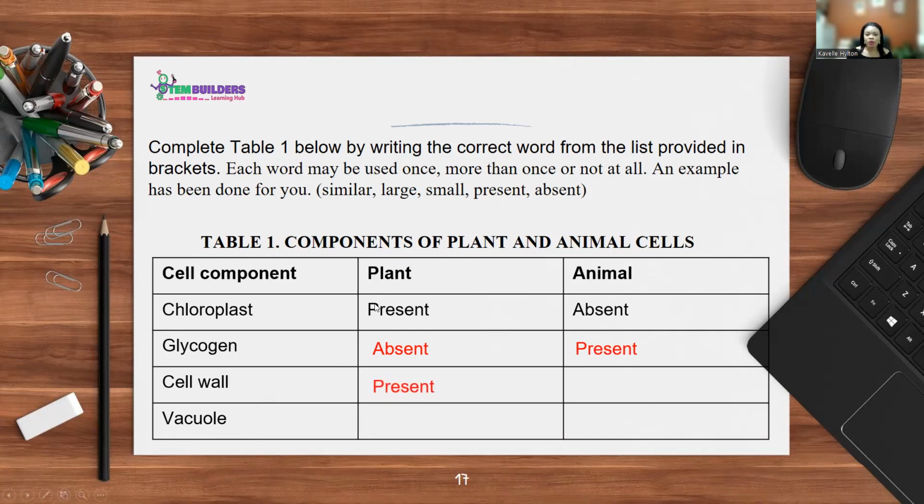Cell wall, of course, you know, the cell wall is present in plant and absent in animal cells. The vacuole, what should we put for this? Present, present? No, we're going to say large and small because they gave us the words here. So we're going to use the most appropriate word choice, right?